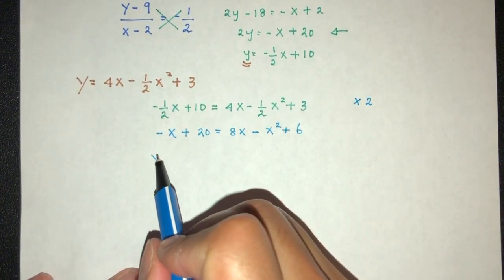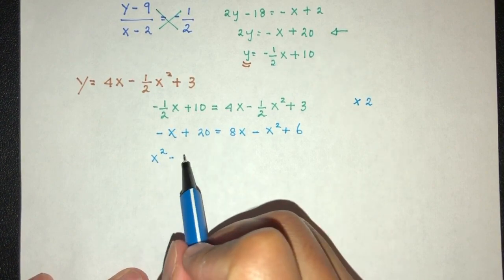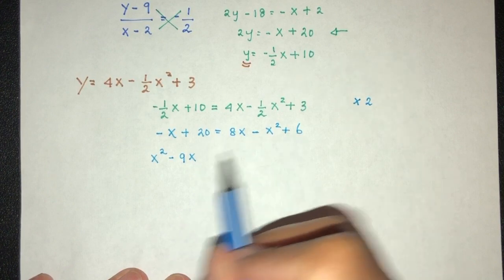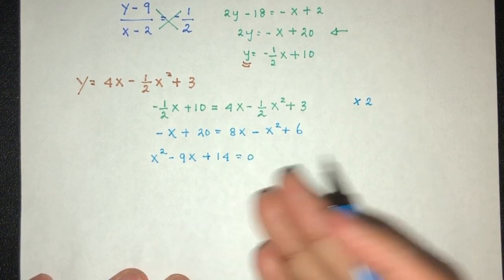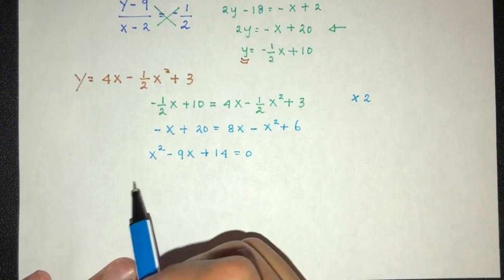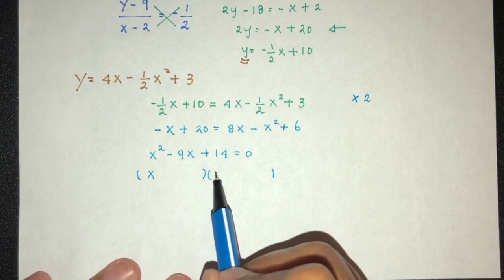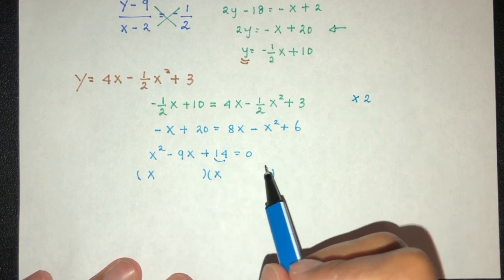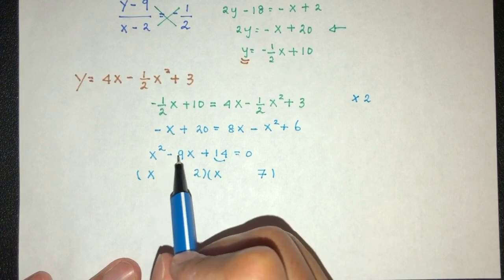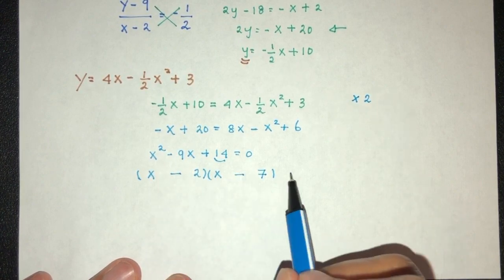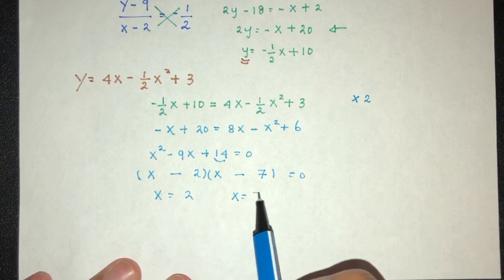So you have x squared, then minus x minus 8 should be minus 9x, 20 minus 6 should be plus 14 equal to 0. Now this one is simply a quadratic equation. We can solve by using the formula, or you can simply factorize. That will be x times x. Now 14 is also 2 times 7. If you want the value of minus 9, we have to have minus 2 minus 7. So x will be 2, x will be 7.